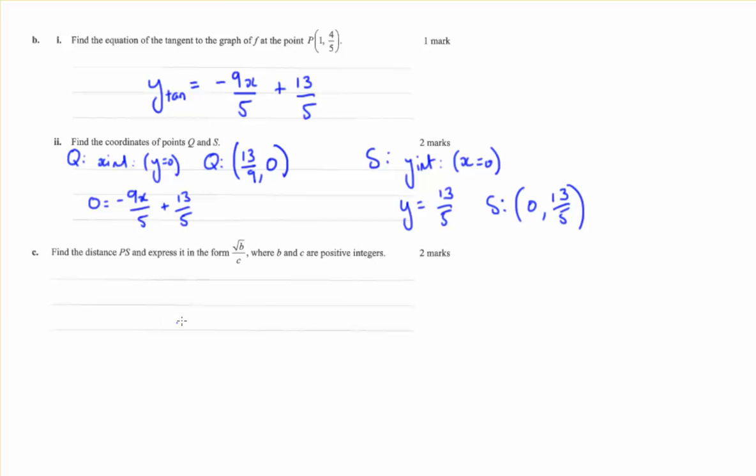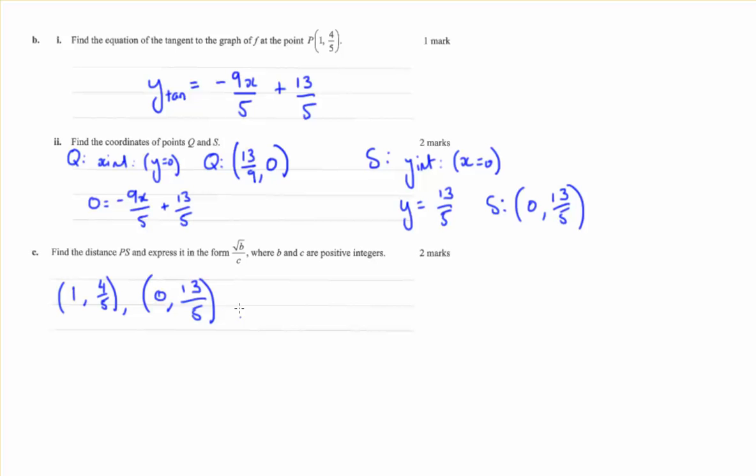Now we need to find the distance PS. So there's the point P. We need the distance between P and S, which is up here. And we've got a particular form for our answer that's required. That'll come out in the wash.